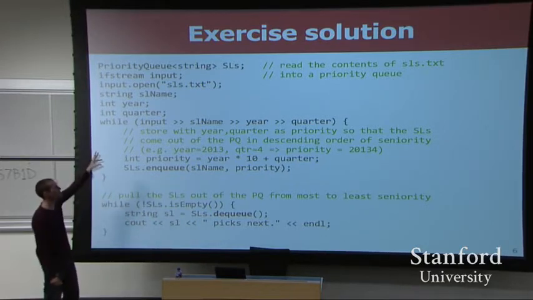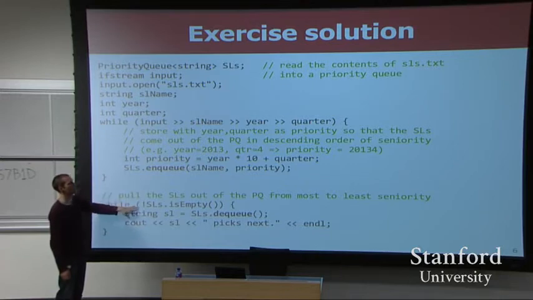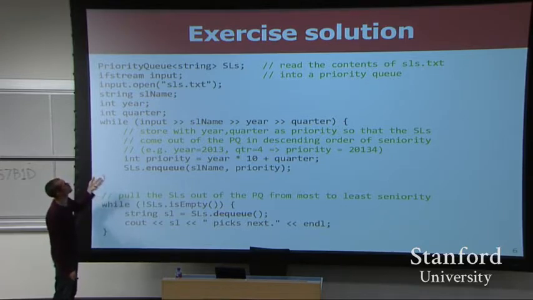But you could read in some data, store it in a priority queue, and pull it out. And what this program is doing, you can look at this later on the website. I'm reading in data about section leaders and how long they've been working in the program. And I insert them with a priority that's related to when they started working as a section leader. And then when I dequeue them, it pops them out in increasing seniority levels.